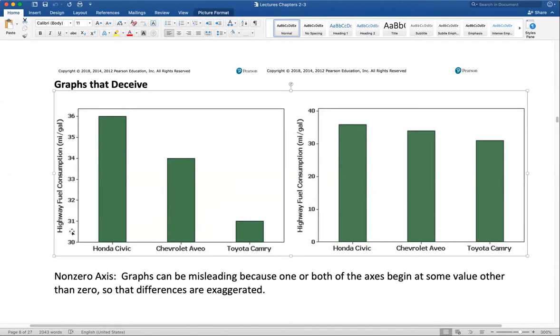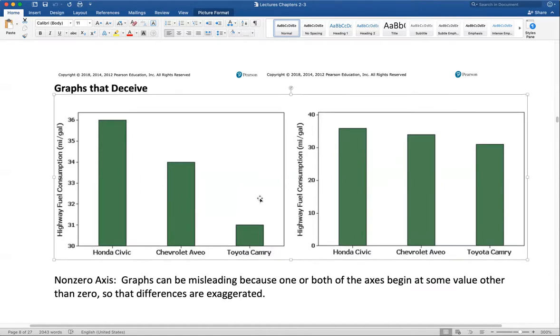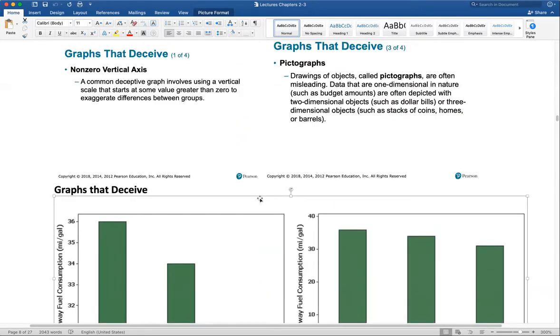If you use the correct vertical axis starting from zero, we're gonna get this right graph on the right hand side. So among the three cars, the fuel economy doesn't have a big difference, right? So this is one example of exaggerating differences in data values.